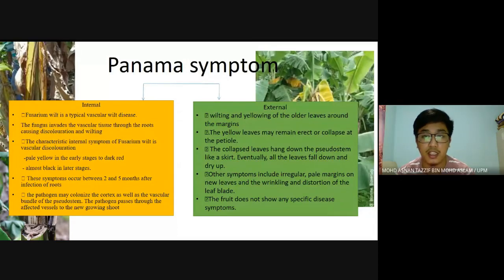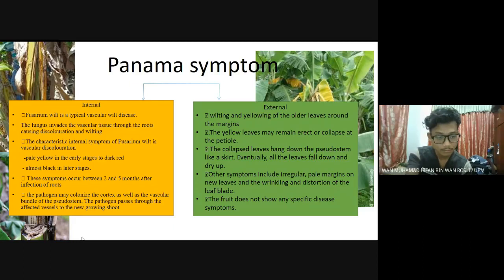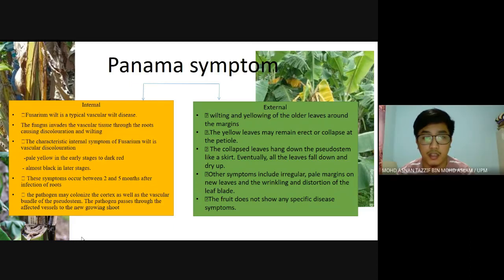The characteristic internal symptom of Fusarium wilt is vascular discoloration, which varies from pale yellow in the early stage to dark red or almost black in the later stage. Internal symptoms first develop in the feeder roots, which are the initial infection site. The fungus spreads to the rhizome and then the pseudostem.